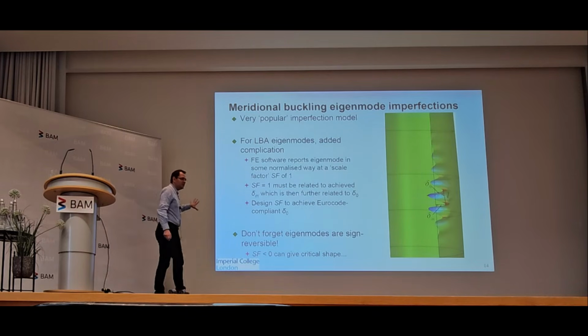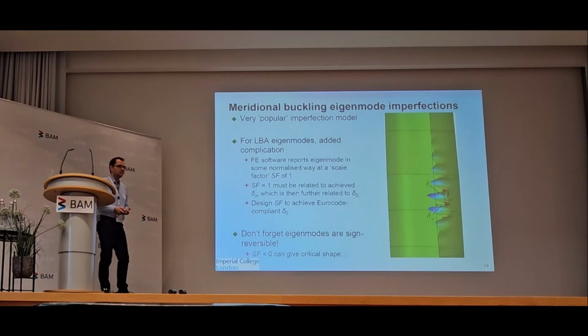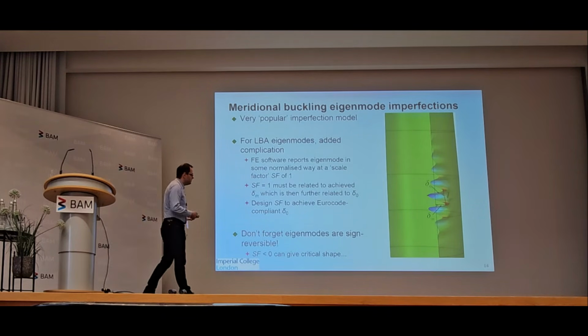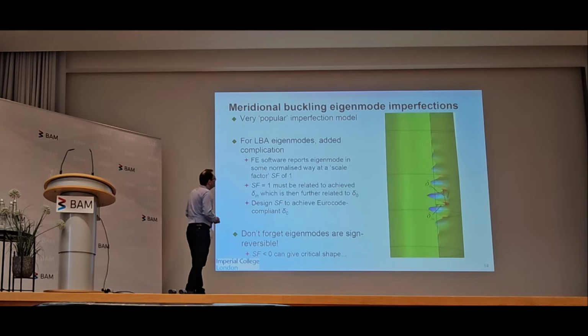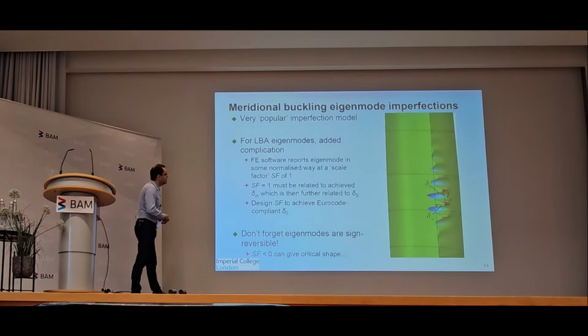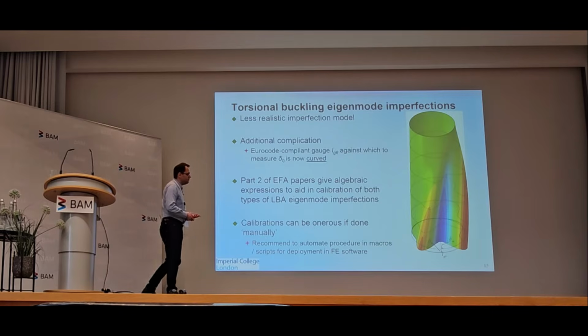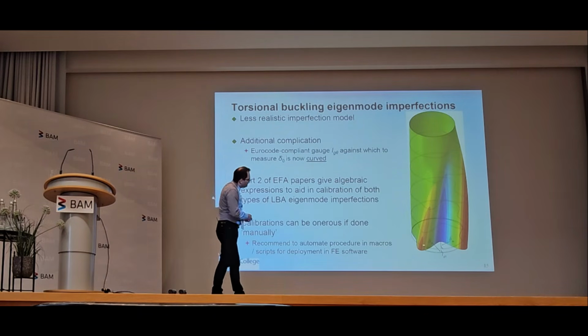Part 2 of the round-robin study is pretty much 60% on exactly this, an illustration of this calibration, just because it's an unfamiliar procedure. This is for an LBA eigenmode. I make no judgment about LBA eigenmodes as models of imperfections generally, other than that they're awful. More awful is a torsional eigenmode. I know some people are forced to apply this as an imperfection. It's by no means a model of any imperfection ever, but there you go.